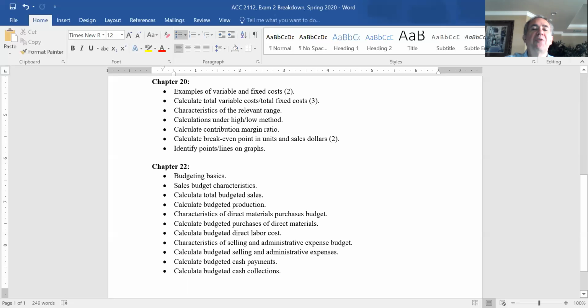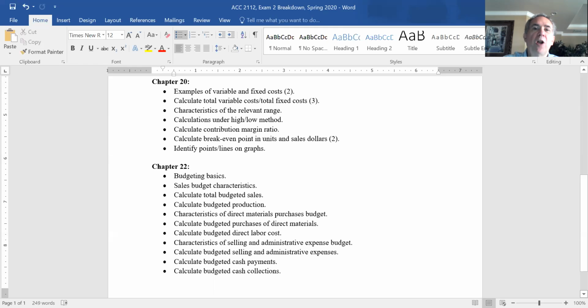I will give you some examples of each. Pick out which is variable, or in other words, what changes as volume changes, and pick out what's fixed, what doesn't change as volume changes. Then, along with that, the next two will be to calculate total variable cost and total fixed cost. So given some various costs there, pick out the ones which are variable and add them up. Pick out the ones which are fixed, add them up.